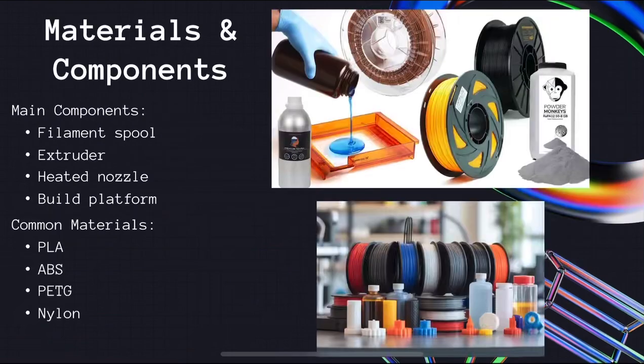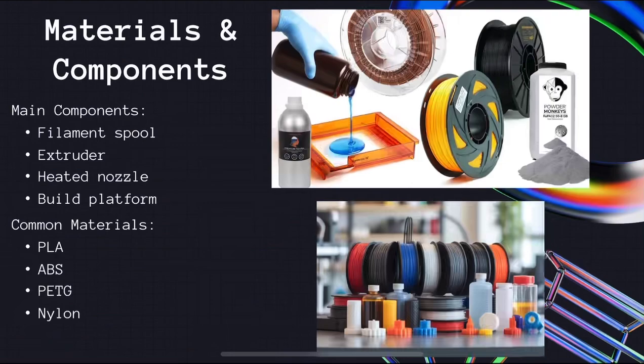Materials and components. An FDM printer consists of several main components. First, the filament spool, which supplies the raw material. Second, the extruder, which pushes the filament into the heated nozzle. Third, the heated nozzle, which melts and deposits the material. And finally, the build platform, where the object is printed.